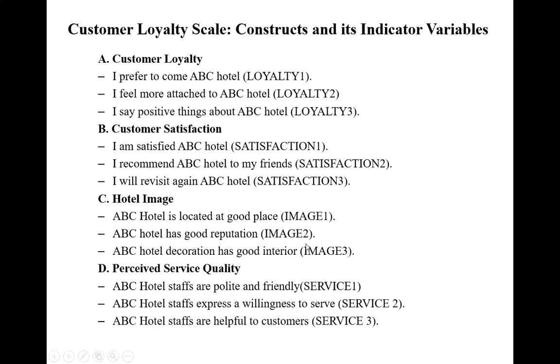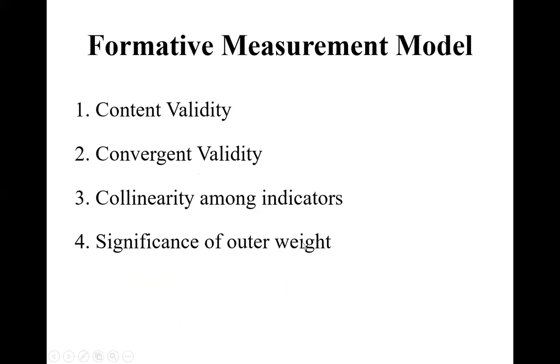अब फॉर्मेटिव में देखिए वही चीजें हैं, थोड़ा सा अलग हो जाएगा। Content validity: you are forming the construct, so whatever questions you are taking, क्या ये justifiable है सारे questions जो आपने लिए? Do you have a literature review, can you justify all the questions related to the particular construct? So you check the content validity. Then convergent validity, collinearity among indicators and significance of outer weight.